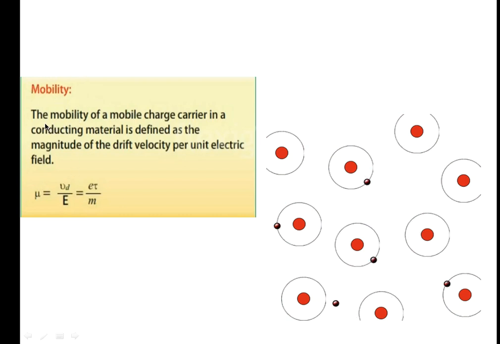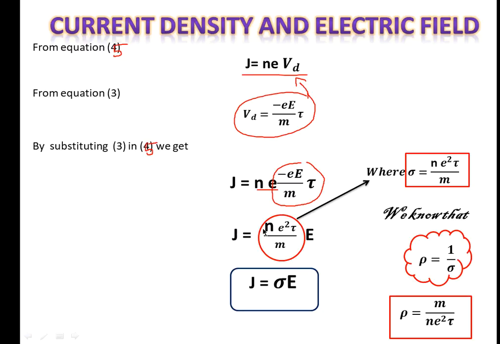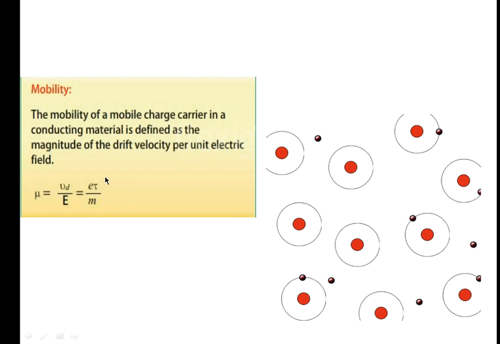If you want that as a definition, then the mobility of a mobile carrier in a conducting material is defined as the magnitude of drift velocity per unit electric field. That is how well the electrons are drifted when the electric field is supplied to them: v_d over E, where we know the value of E already. We have seen it in this slide. What is the value of v_d? Minus eE over m into tau. So if you substitute it here and simplify, obviously we are going to have the term e tau over m, right?